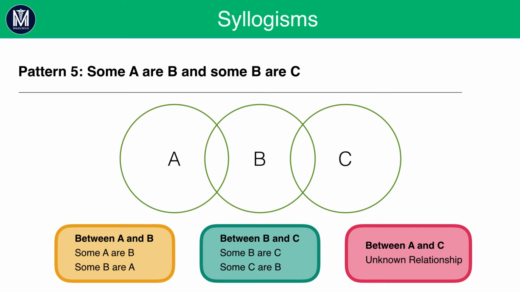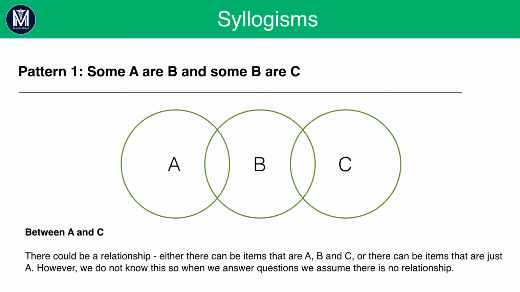But remember, do not make any assumptions. It says place yes only if the conclusion follows. It does not follow straight away. We'd have to guess here. Now this slide is just confirming that point. There could be a relationship. Either there can be items A, B and C, or there can be items that are just A. But we don't know this, so when we answer the question, we should assume there is no relationship.